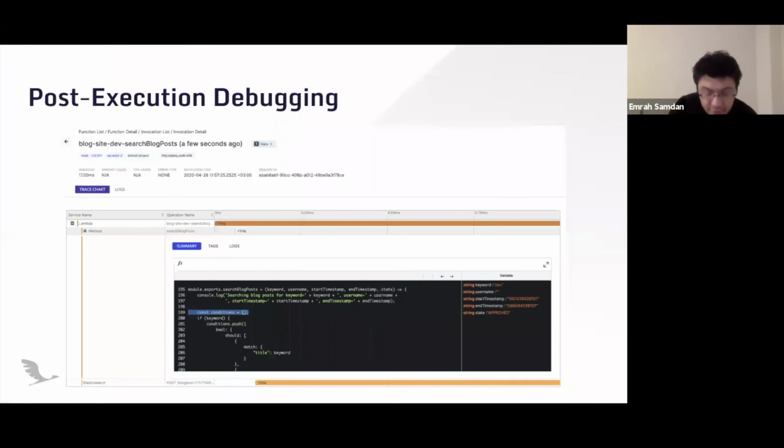For that, what you can do is post-execution debugging. There are some tools like ours, and also some other tools, that can take a snapshot of your application while it's running and let you step through your application line by line. Using that, you can understand what happened in the application and see what was wrong, without pausing or adding any latency to your application.